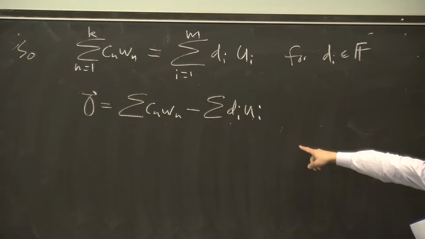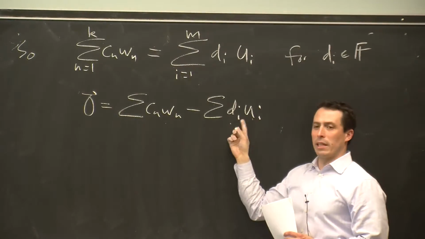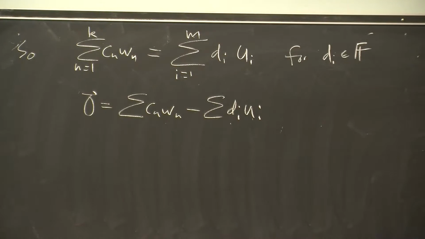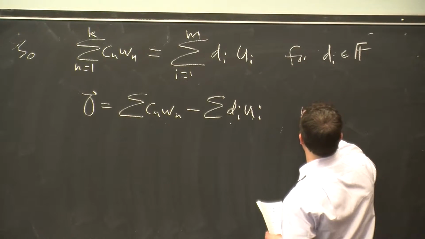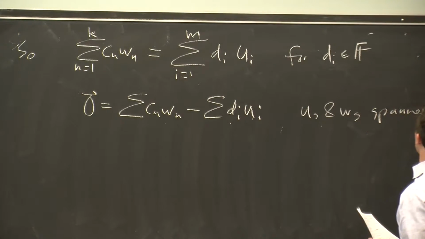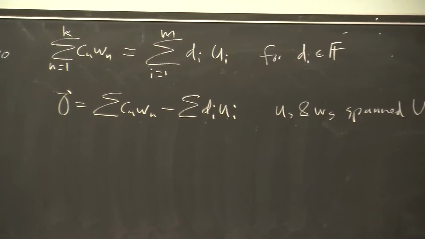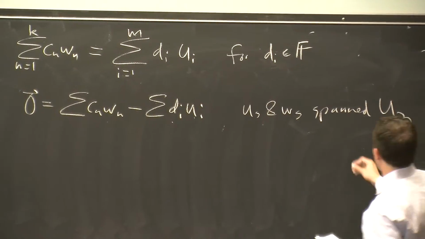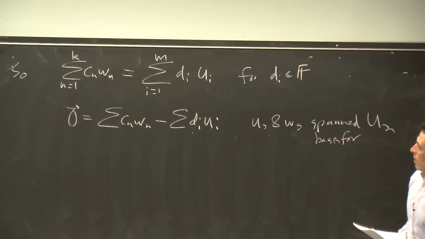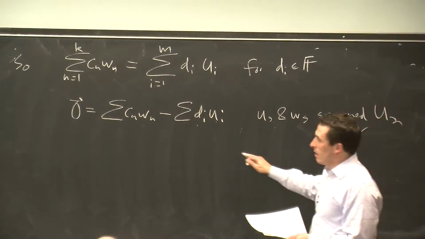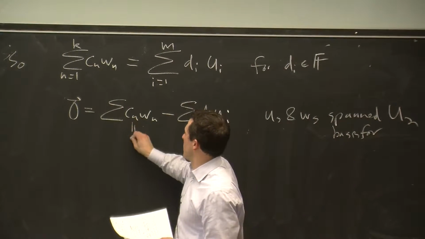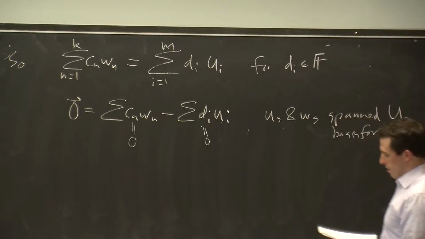And this expression for 0 takes place entirely as a linear combination of u's and w's. And the u's and w's span U2, right? And they're a basis for U2, in particular linearly independent. So therefore, all the d_i's must be 0, and all the c_n's must be 0 by definition of linear independence.